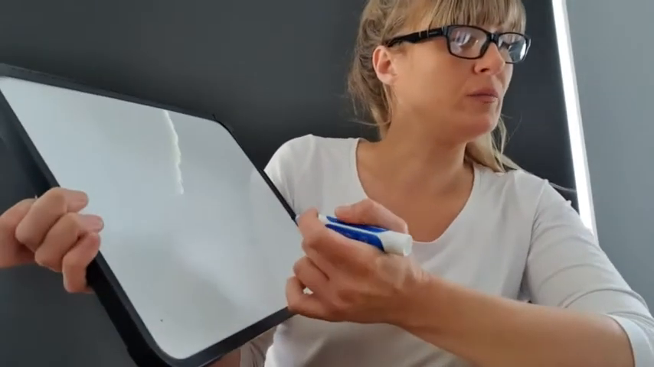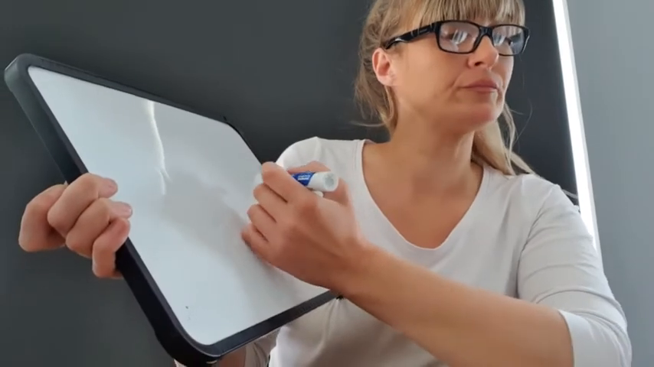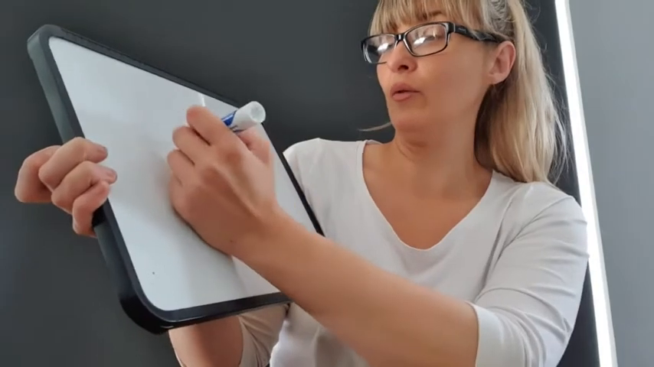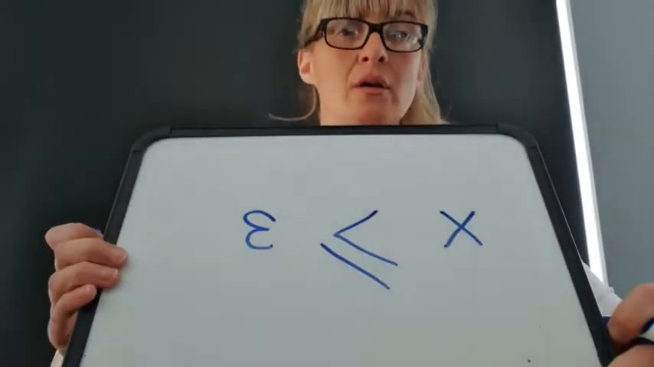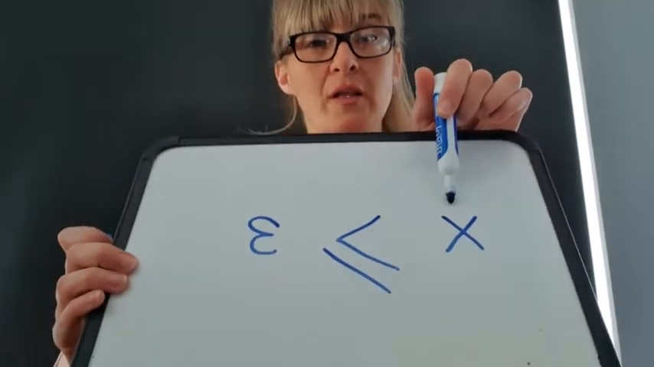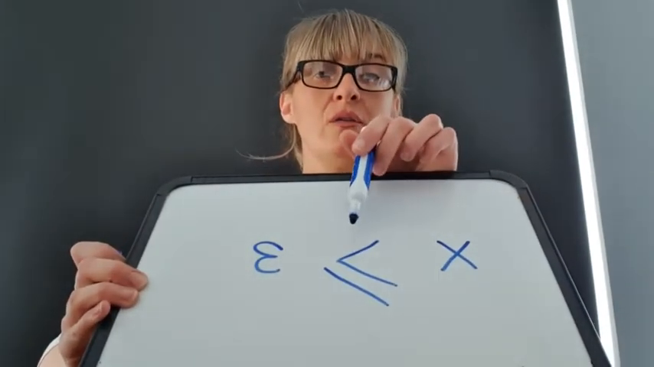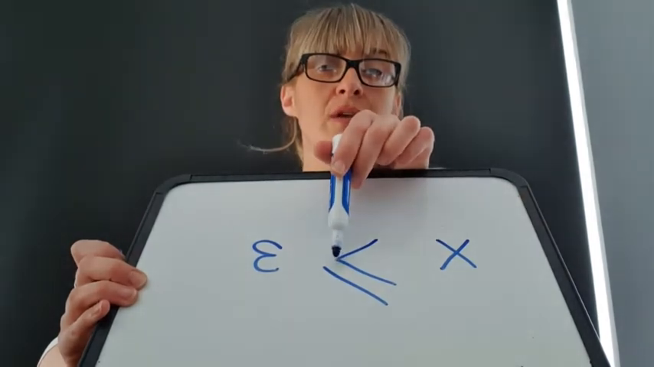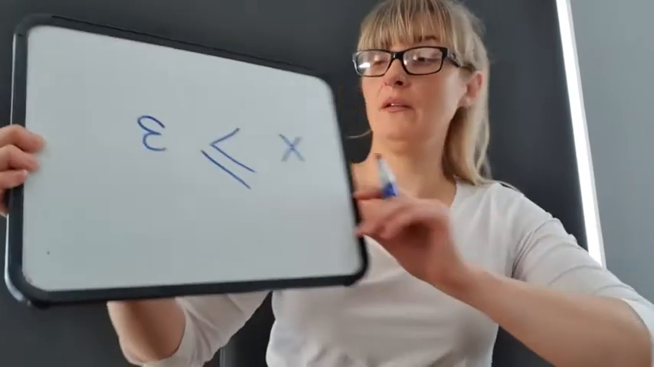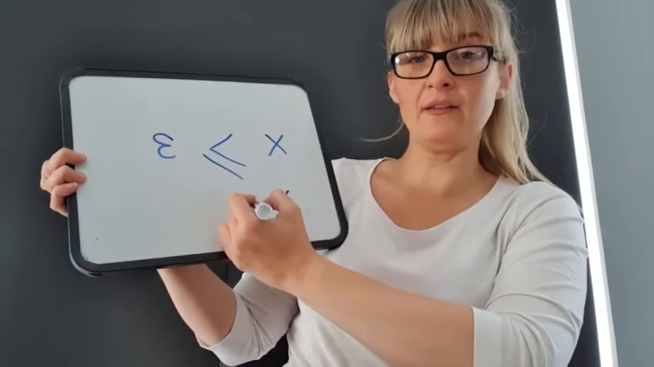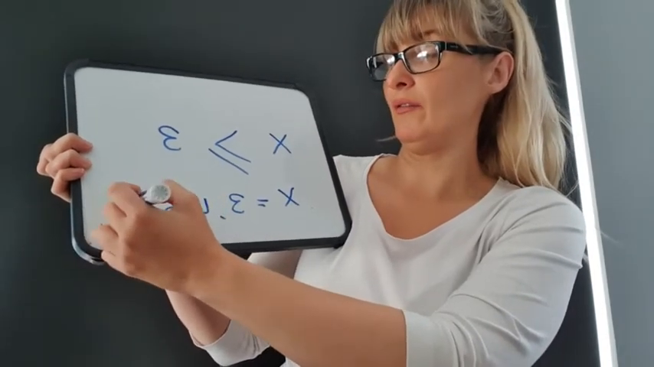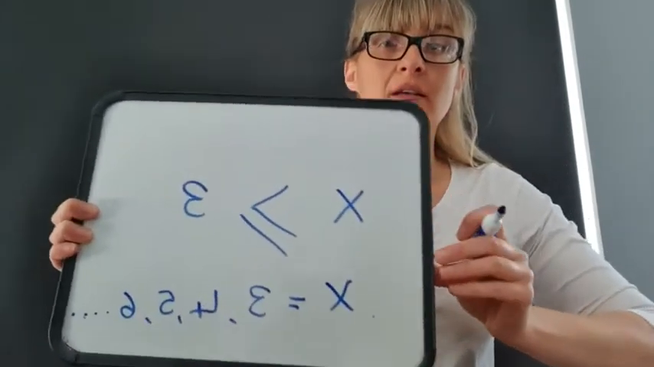I'll give you one more. x is greater than or equal to 3. And we know this because Colin is facing the x, so he wants to eat this, so it must be larger. So it can equal as well because the equal sign's there. So x equals 3 or is greater than. So we would write that as x equals 3, or it could be 4, 5, 6, etc.